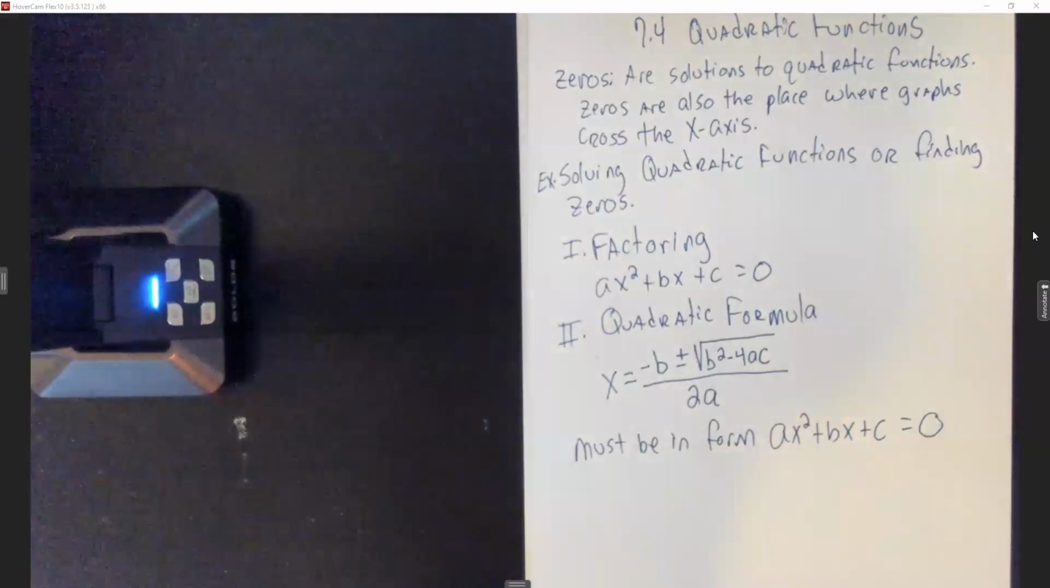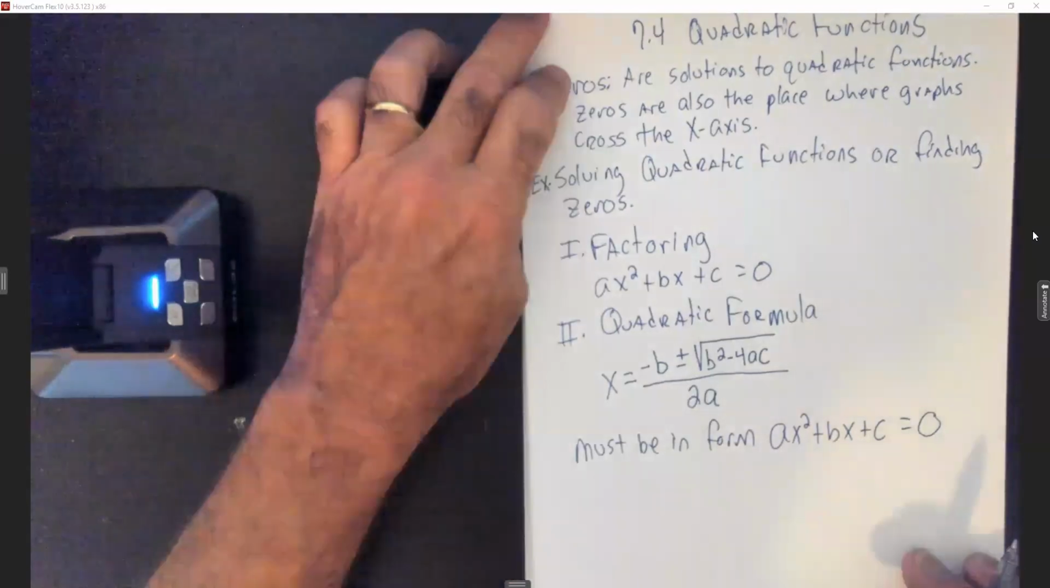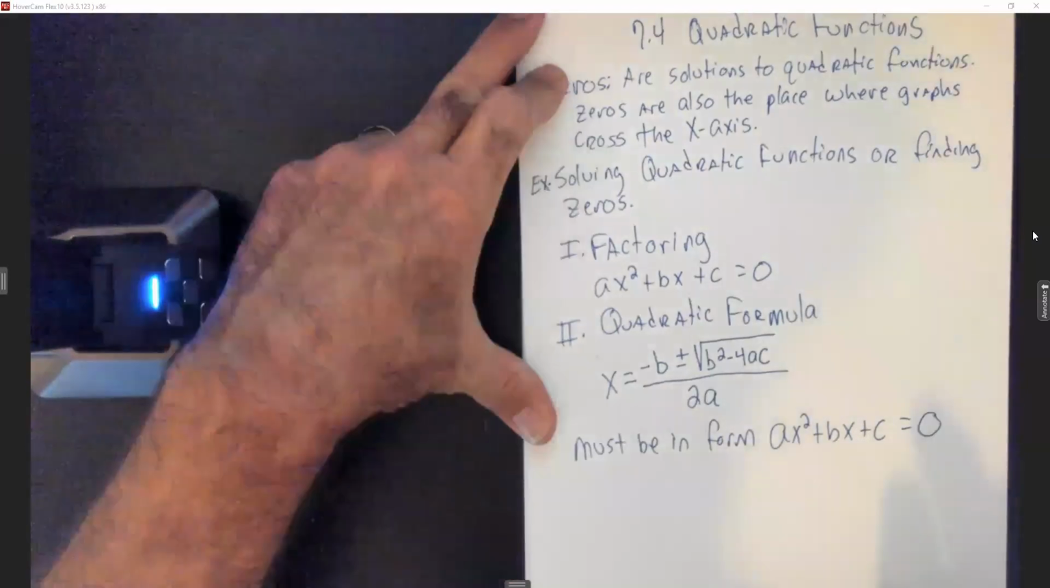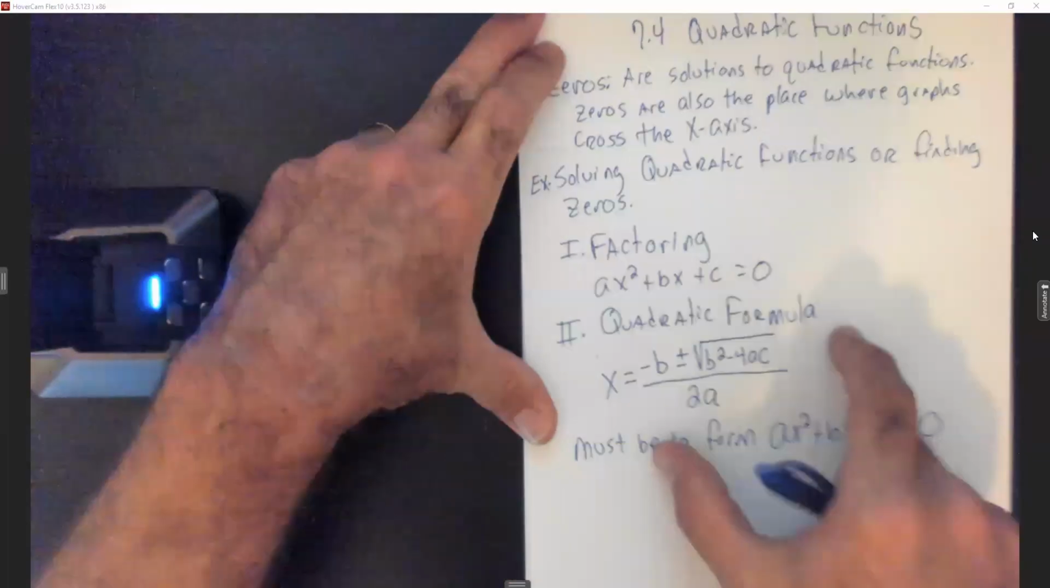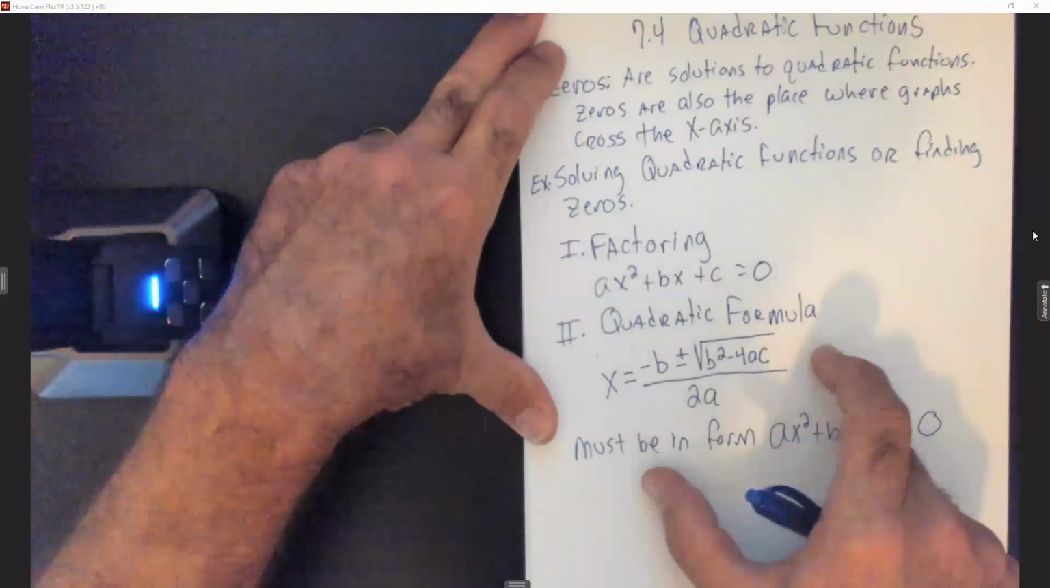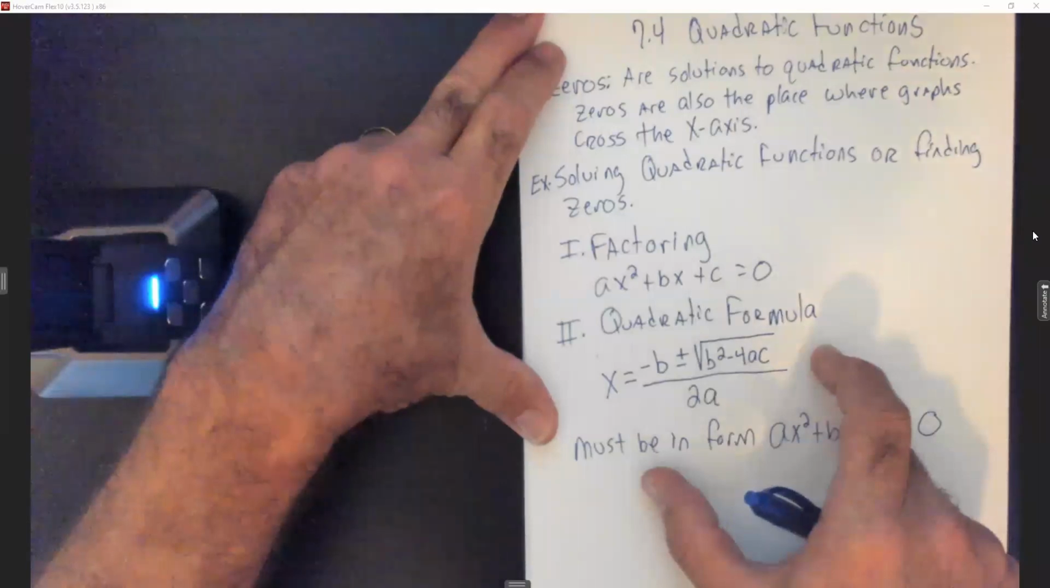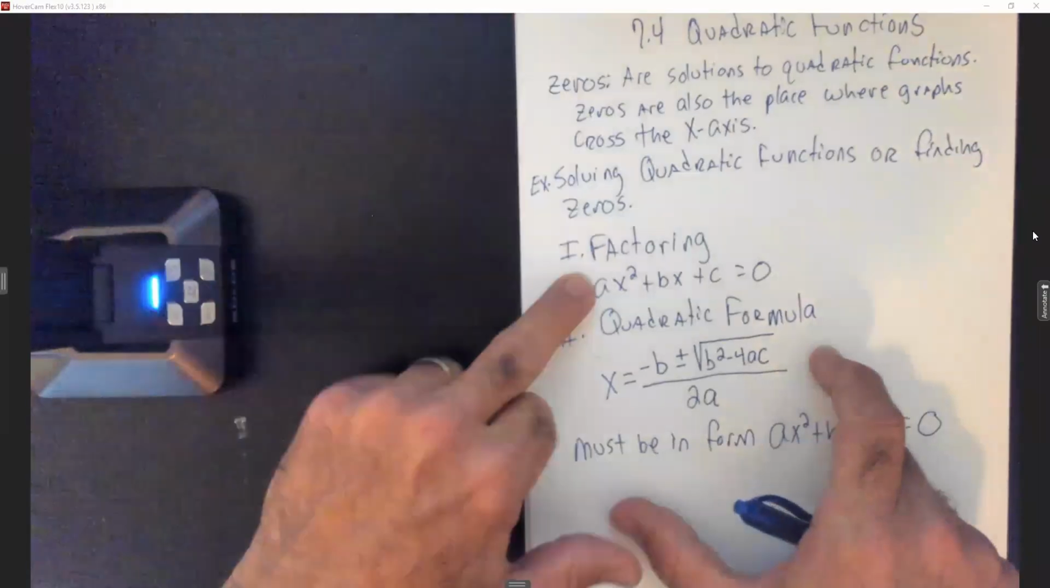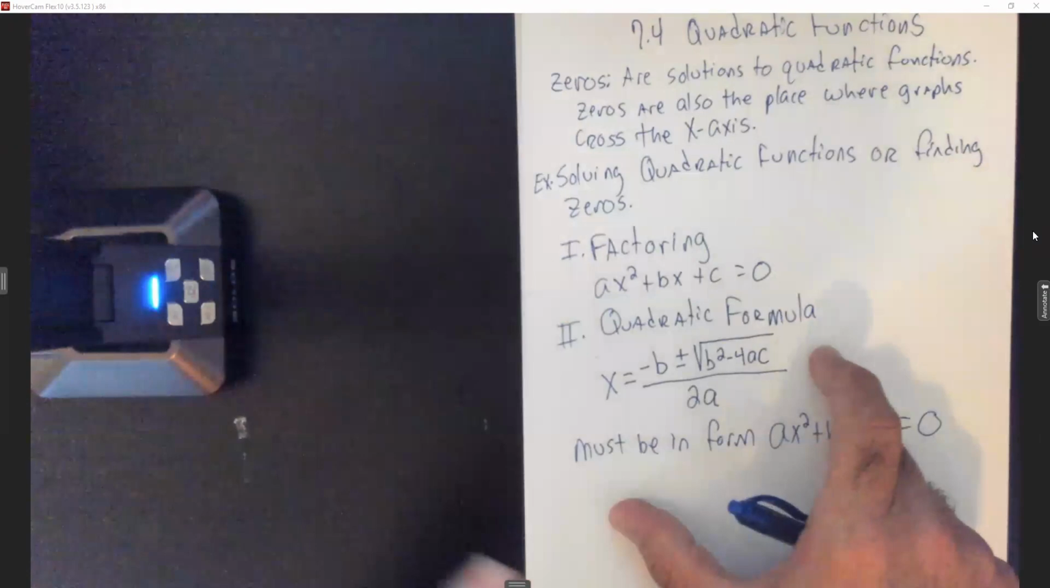So if you're weak on factoring, then you want to learn that quadratic formula because it will solve every single quadratic function. Factoring will only solve the ones that you can actually factor, okay?